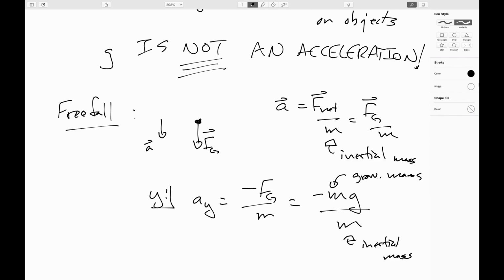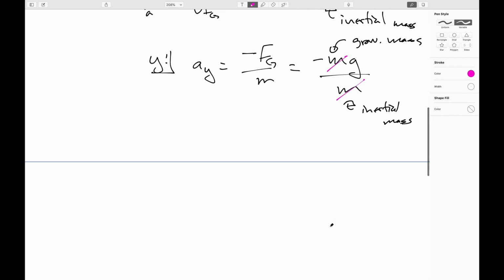We cancel these not because they are the same physical quantity, or maybe they are, but experimental evidence strongly implies that they are equal to each other. So in this particular case, we get that the acceleration is minus g, and sure enough, when you take newtons per kilogram, you can turn that into meters per second squared, and it's all good. But it doesn't have to be that way.